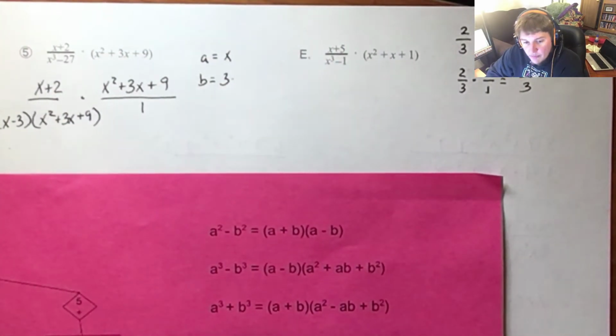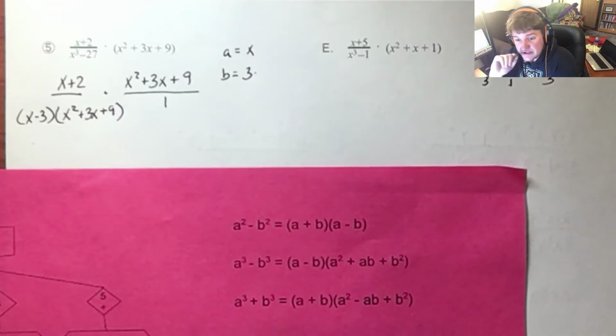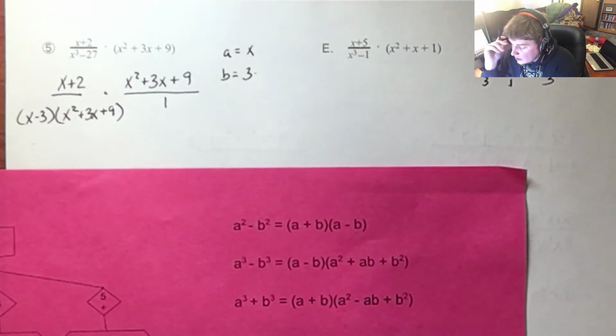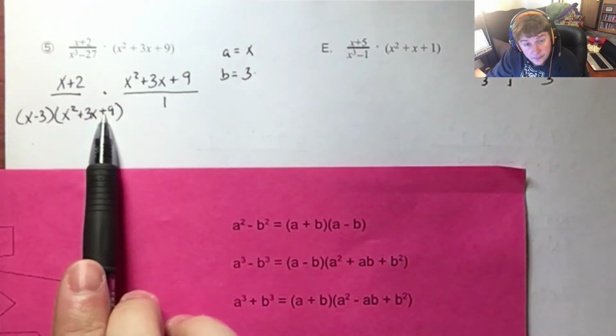Okay, remember, we did difference of cubes and sum of cubes in Chapter 5. If you need some more assistance on how to factor this, you'll also see me do it in E as well. Okay, now, if you did this right, this is unfactorable.